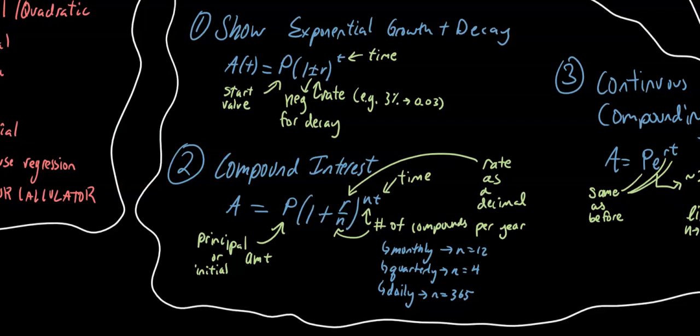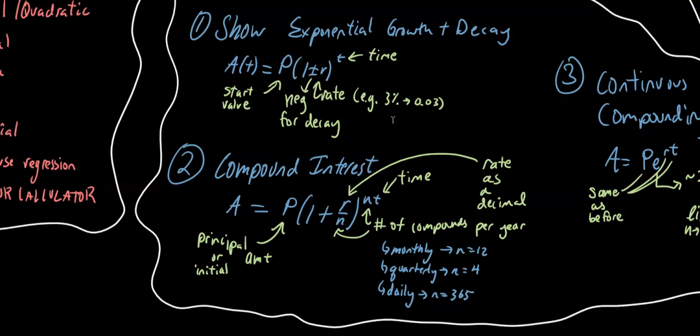The first one is that we are going to show exponential growth and decay. So if we have this equation A of t equals P times 1 plus or minus r to the power of t, we can show exponential growth or decay by showing that P is our initial value, our start value, 1 is just a number kind of to represent like 100%, plus or minus, so minus is going to be a negative rate, plus is going to be a positive rate, and then our rate is always expressed as a decimal. So if we have something like 3% interest, right, that's going to be 0.03, and t is of course time.